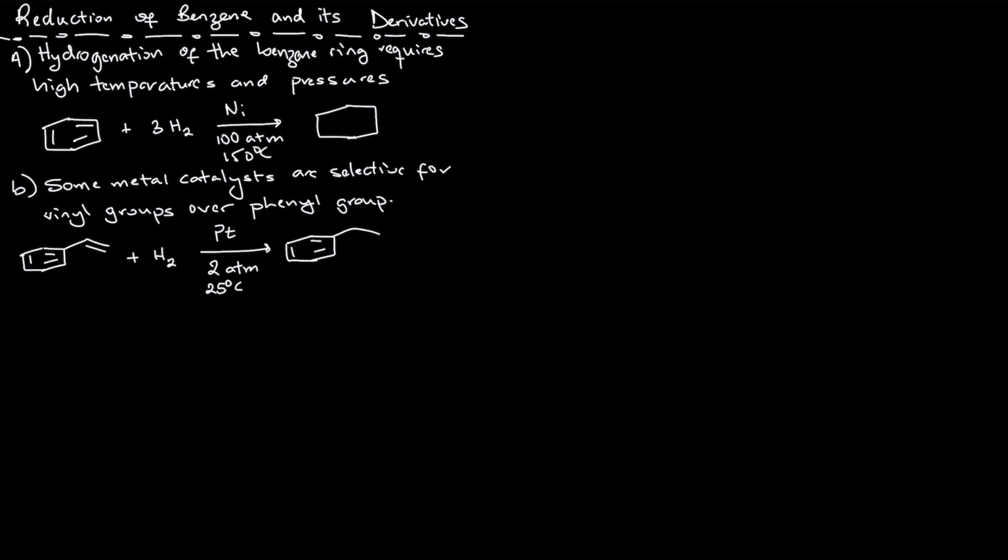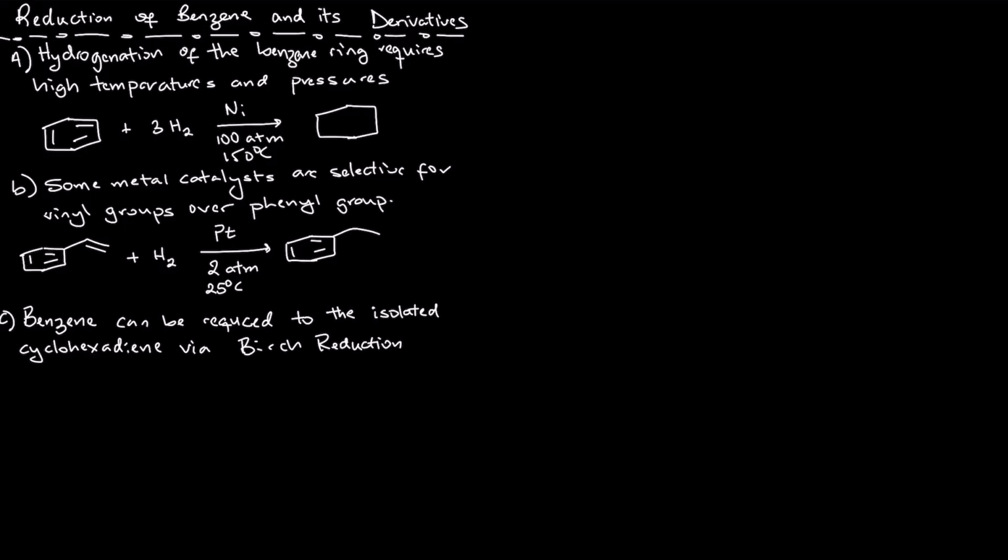Remember that to reduce the benzene ring under these types of reactions, you're going to have to increase the temperature to a really large temperature and the pressure to incredibly high. So if you can fine tune that, you can actually make this reaction selective for just vinyl groups in your system over the benzene rings.